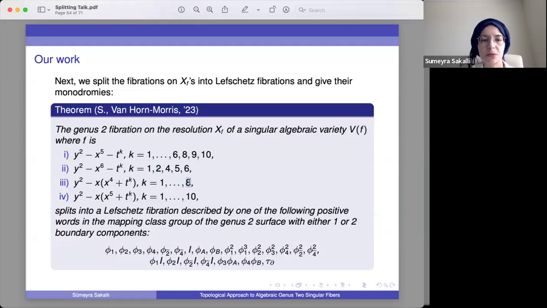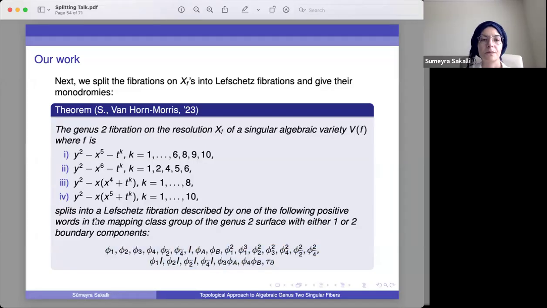We have a one-to-one correspondence here. For each value of k, we have the central fiber, and then for that fibration, we give a specific explicit monodromy factorization of that fibration. So between this list from 1 up to 4, and these factorizations in the mapping class group, we have a one-to-one correspondence.